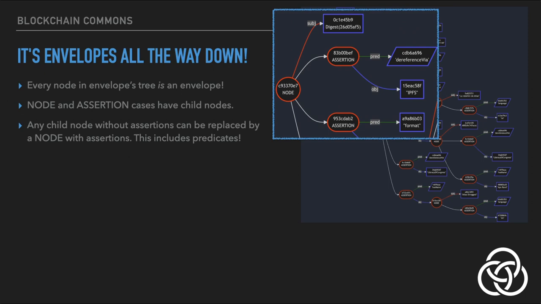This includes predicates. So if you see the assertion there, where the predicate there is the known object dereferenced via, that predicate can actually be replaced by a node. In other words, you can have assertions on predicates. Even a complete assertion can become the subject of a node.